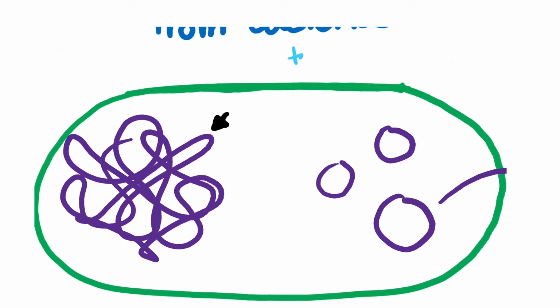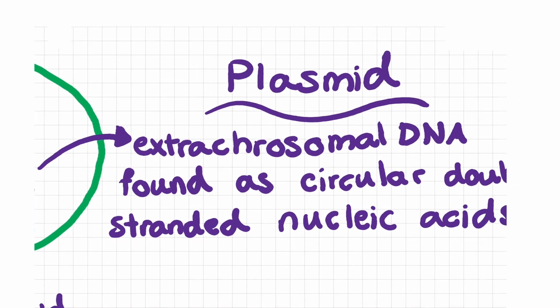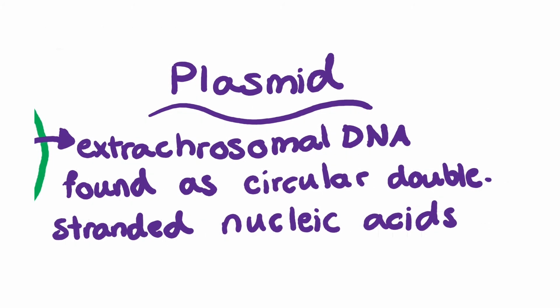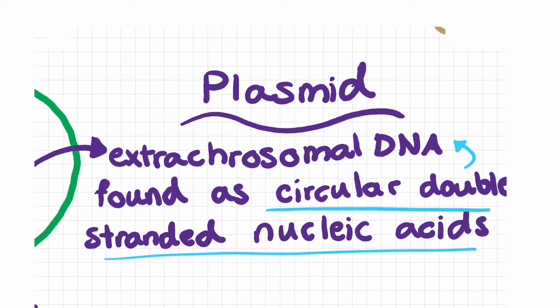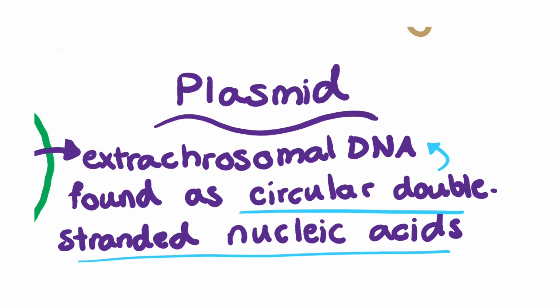So this is our bacteria. And as you can see here, we have our chromosomal DNA, and we also have these circular pieces of DNA, and these are plasmids. Now, plasmids are extrachromosomal DNA, which are found as circular, double-stranded nucleic acids. We know that almost always, double-stranded nucleic acids point to DNA, and as you can see, they are circular. Now, extrachromosomal helps us understand that they're outside of our chromosome. But what do bacteria use these for?